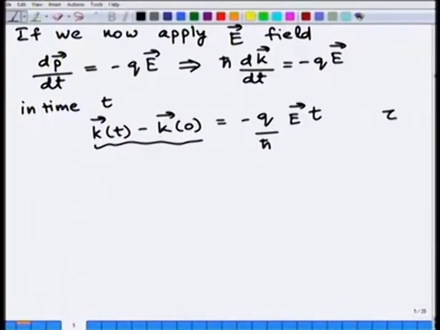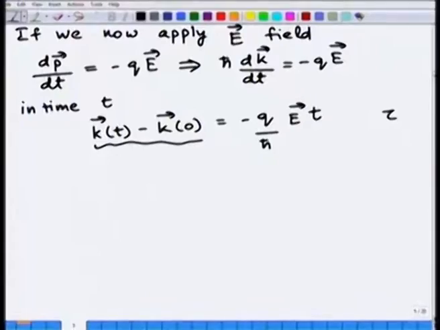So, let us invoke the same time tau. Let us say that by some mechanism there is a relaxation time called tau. The same relaxation time tau we started using in Drude's theory, maybe because of collisions with ions, but the same idea: in time tau, the k state changes to that value, and then it is held at that. For me, then no more changes happen.